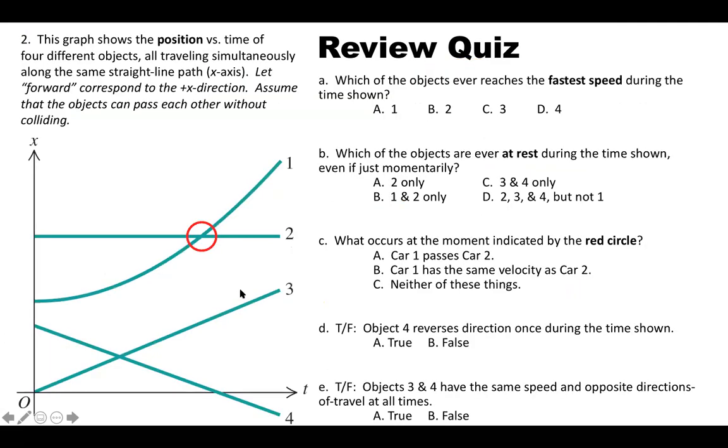Okay, one more review question. Pause the lecture now and study these 4 graphs of different objects that are all moving simultaneously along the same straight line path, which has the x-axis laid along it. Assume that the objects can either pass each other or pass through each other without actually colliding. And then try and answer the 5 questions on the right. Pause the lecture now.